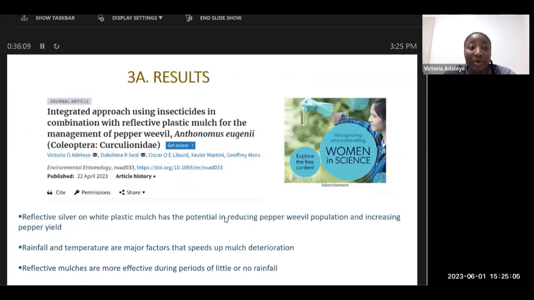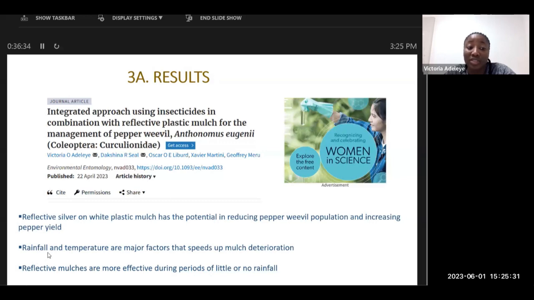So we have published the results of the study. If you have any question or you want to see the results, you can check this paper or this article online. But just to give a brief overview of the results, reflective silver and white mulch has the potential in reducing pepper weevil population and increasing pepper yield.